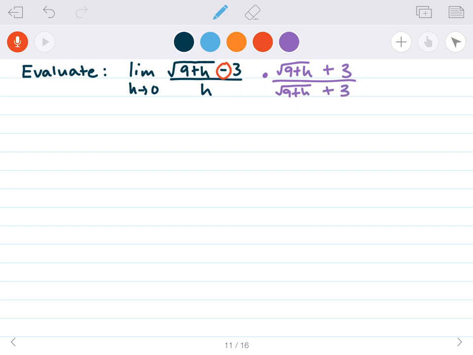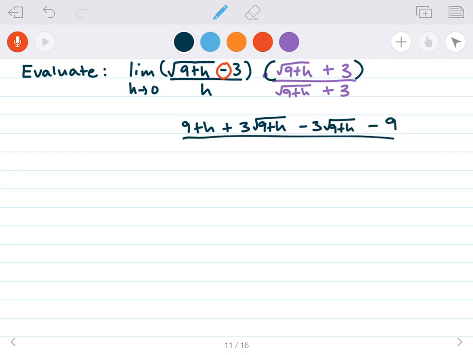And then I can do my FOILing. So up top, when I FOIL, root 9 plus h times root 9 plus h is just 9 plus h. Outer is going to be a positive 3 root 9 plus h. Inner is going to be a negative 3 root 9 plus h. And last but not least is going to be a negative 9. So that's all on top. And on bottom, I'm just going to leave this multiplied but not get crazy, because I want to see if things can cancel out.